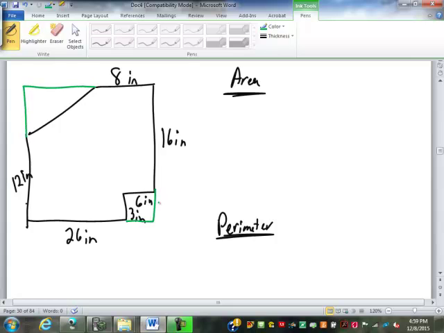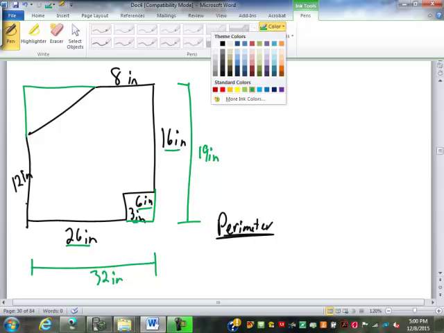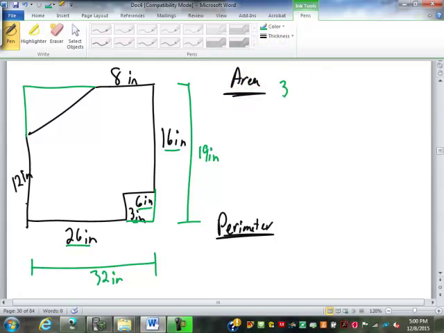I would fill that in like that. Now I have a rectangle. Down here, what's this dimension? 26 plus 6 is 32 inches. What's this dimension here? Okay, 16 plus 3 is 19 inches. So that whole area could be 32 inches times 19 inches. Otherwise known as 608, is that correct? Inches squared.